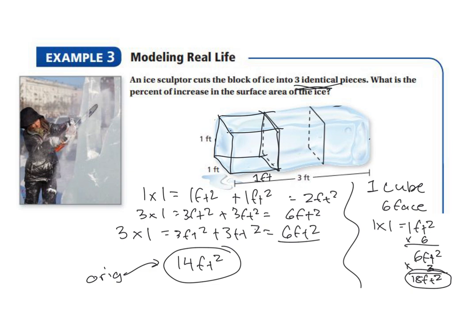And finally, what is the percent increase? 18 divided by 14 is 1.285, so we'll say 1.29, which would be 129%.